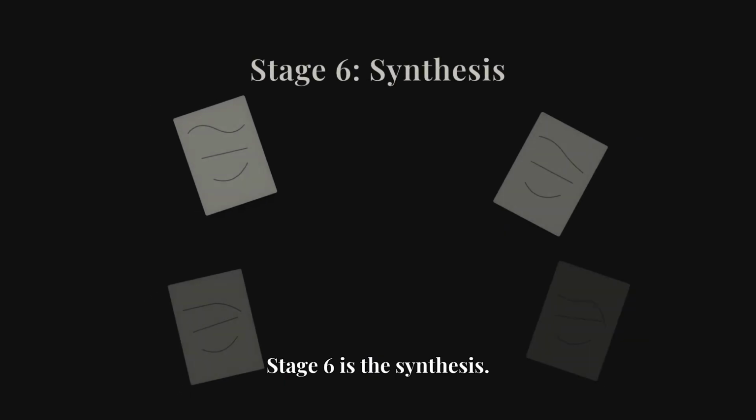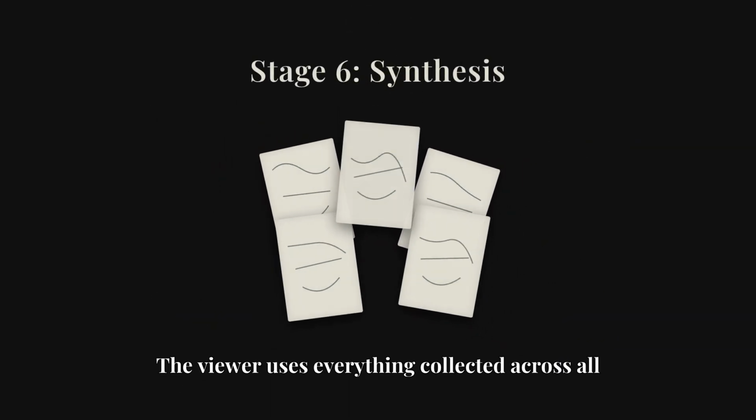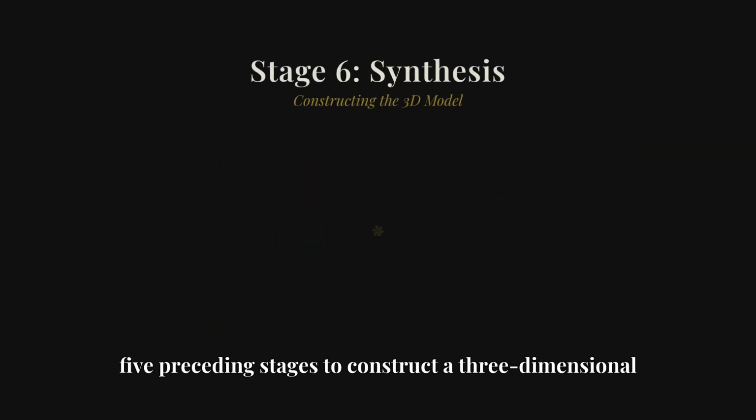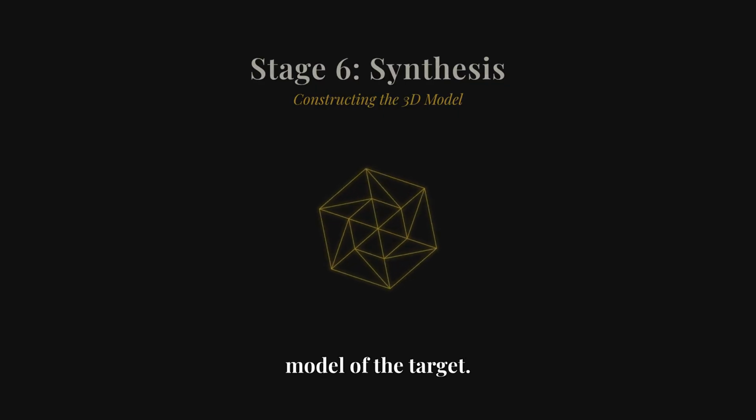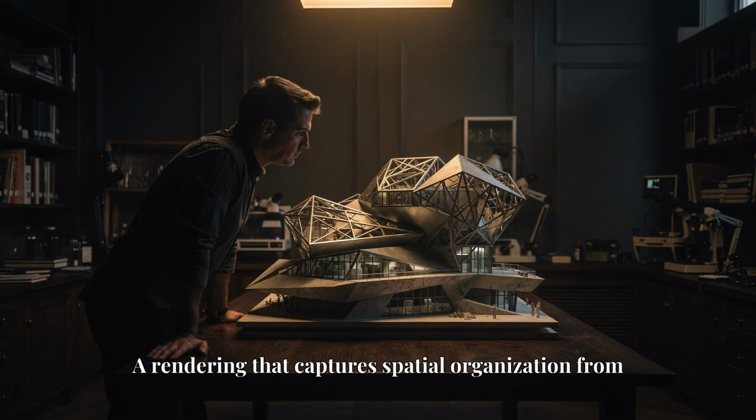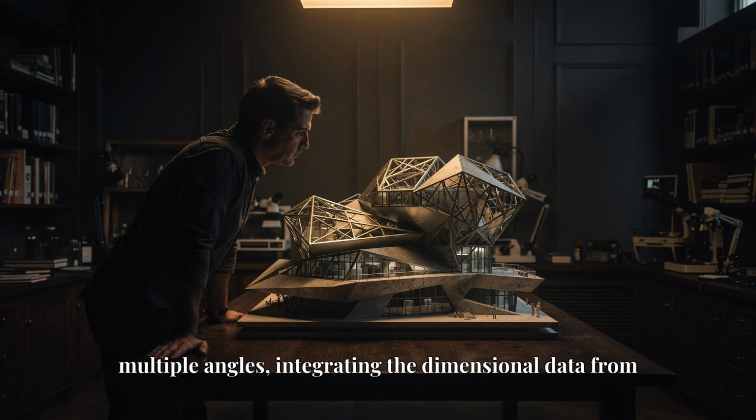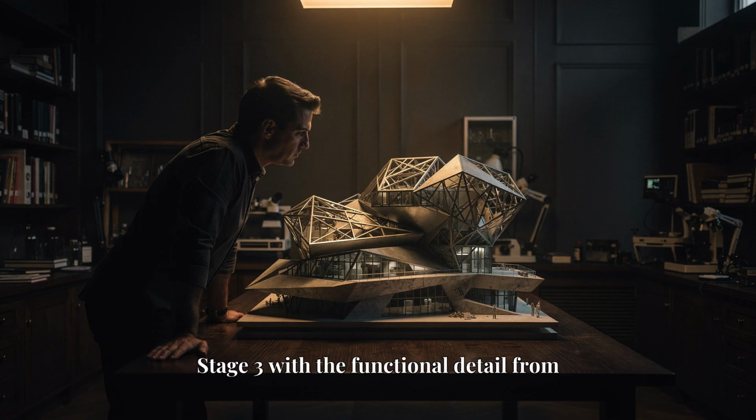Stage 6 is the synthesis. The viewer uses everything collected across all five preceding stages to construct a three-dimensional model of the target. A rendering that captures spatial organization from multiple angles, integrating the dimensional data from stage 3 with the functional detail from stages 4 and 5.